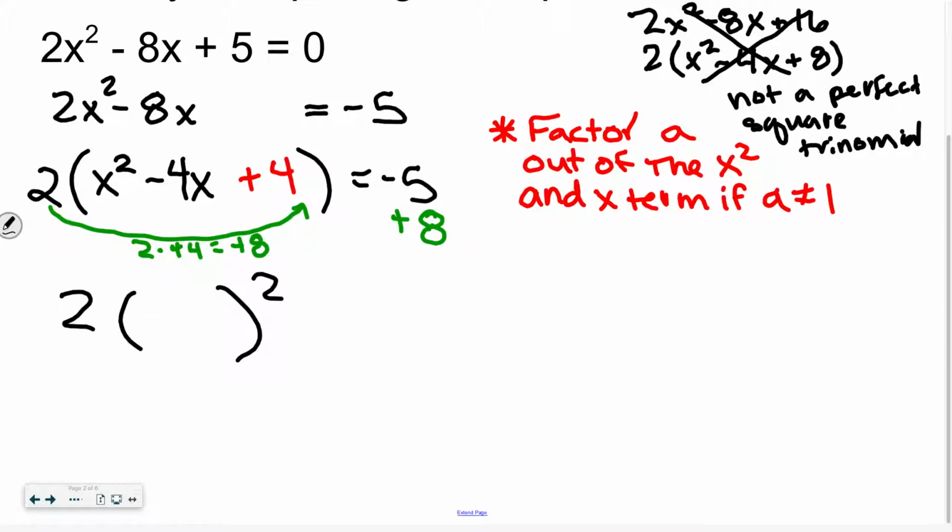I can write my perfect square trinomial now as a square of a binomial. So it's going to look like x minus 2, half of 4, or the square root of 4, and then that equals, what is that, 3?